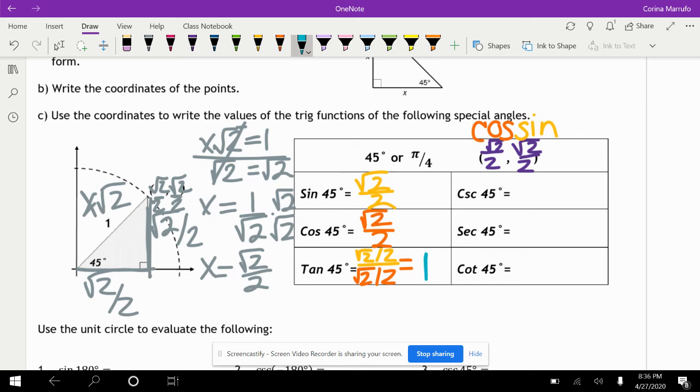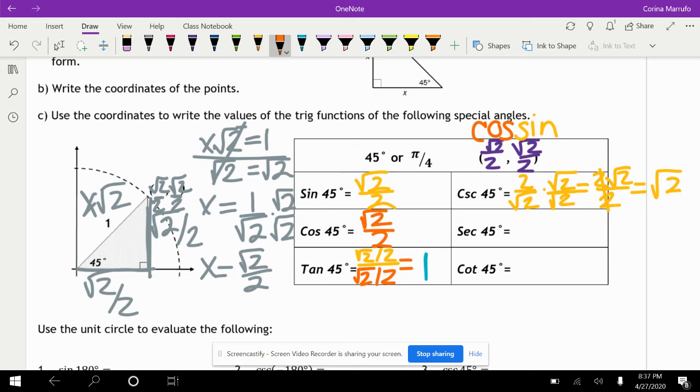So now let's work on the reciprocal functions. For cosecant, we're going to have to flip it around. So this is going to be 2 over the square root of 2. But remember, we cannot have a square root in the denominator. So we have to rationalize. That means we multiply the top and the bottom by the square root of 2. So on the top, we get the 2 and the square root of 2. And on the bottom, the square root of 2 times the square root of 2 gives us 2. Then these 2's cancel each other out, and all we're left with is the square root of 2. Okay, so that's cosecant of 45.